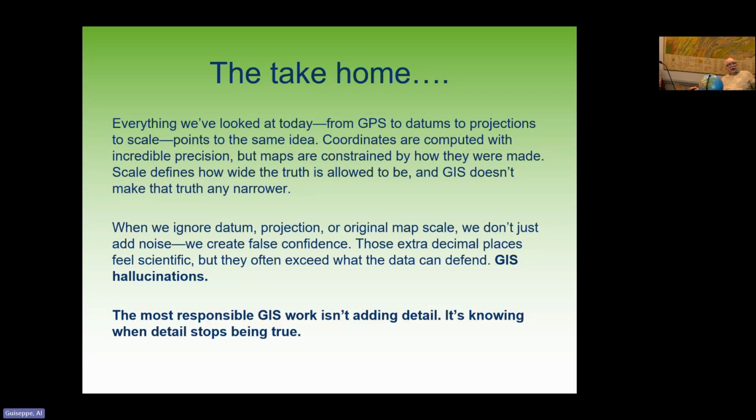Coordinates are precise, but maps are constrained by how they were made. You can't change the map. You can't make it more accurate using GIS. Scale defines how wide the truth is, and GIS can't make that truth into the earth. More data, projection, original map scale. We don't add noise, we just create false confidence.